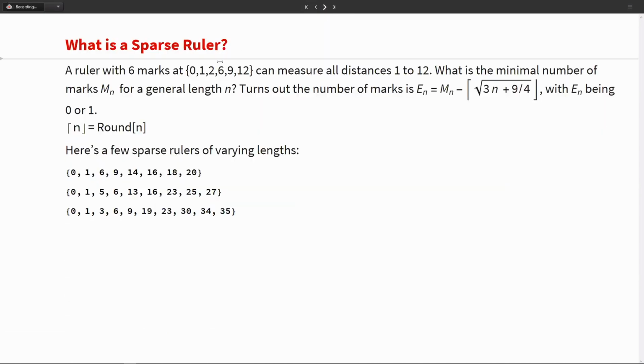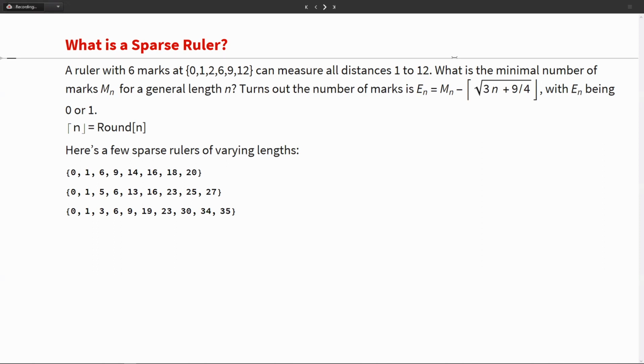What is a sparse ruler? Here's an example. It's a ruler with 6 marks, and it can measure all of the distances from 1 to 12. For example, from 0 to 1, that measures a distance of 1. 0 to 2 measures a distance of 2. 6 to 9 measures a distance of 3. This is the minimal number of marks that can measure everything from 1 to 12. You can't do it with fewer marks.